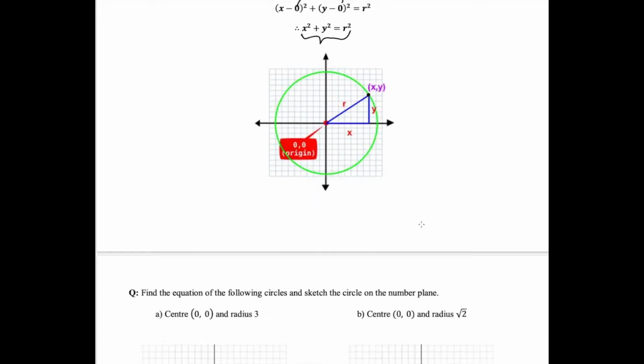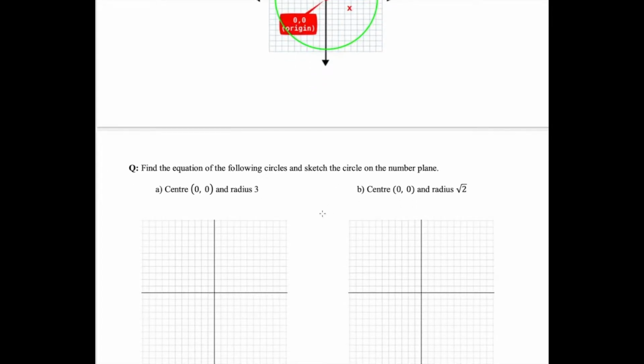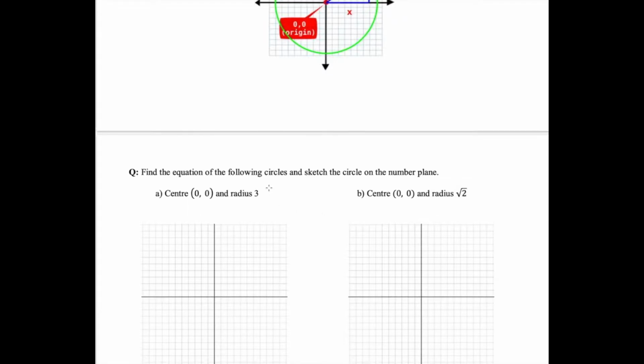Now, in the exam, they can ask you to sketch circles. And before you sketch, it's usually a good idea to find the equation of a circle. So if you still remember the formula, it's X minus H squared plus Y minus K squared is equal to R squared. So every circle equation will have three variables. There's the X coordinate, the Y coordinate, and the radius.